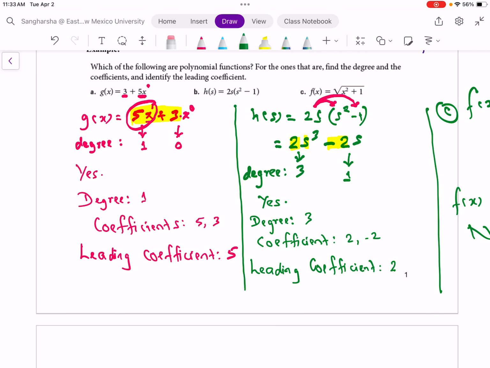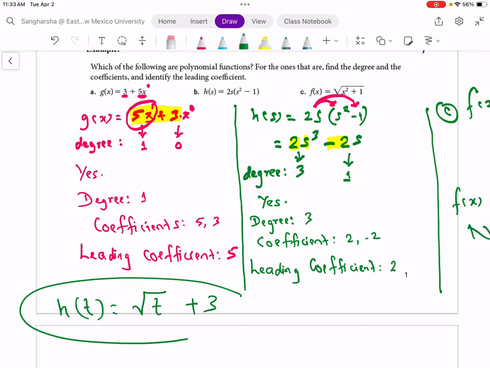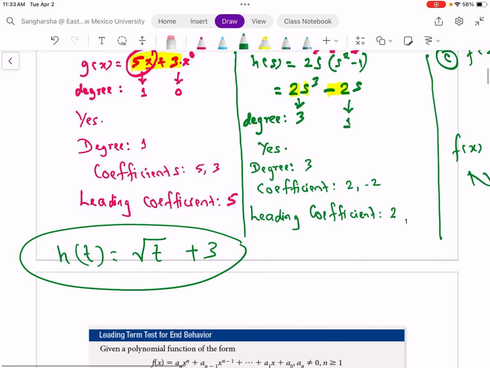Okay, a quick question for you. If we have h of t equals the square root of t plus 3, is this a polynomial function? Is it a polynomial function? No. Okay, what is the reason?